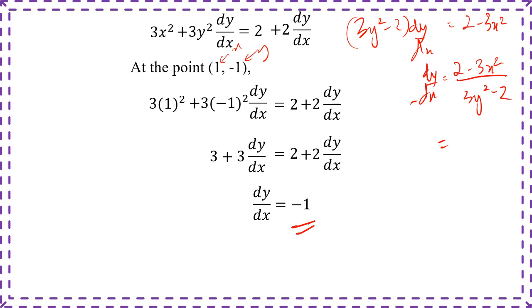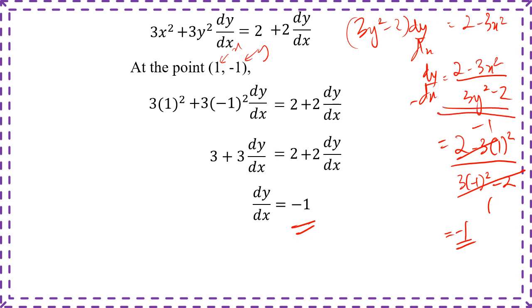Here also the same. So 2 minus 3 of 1 squared divided by 3 of negative 1 squared minus 2. So here we have 2 minus 3 equal to negative 1. Here we have 3 minus 2 equal to 1. So negative 1 divided by 1 is equal to negative 1. So we have the same answer for both methods. Okay? Because they didn't ask for dy/dx, they just want the value, so you can directly put it. But usually, if they ask for the dy/dx first and then find the dy/dx at the point (1, negative 1), then you have to show the dy/dx first. Okay, so both are correct.